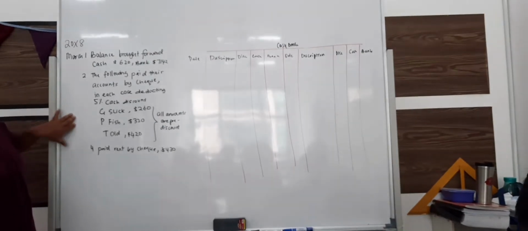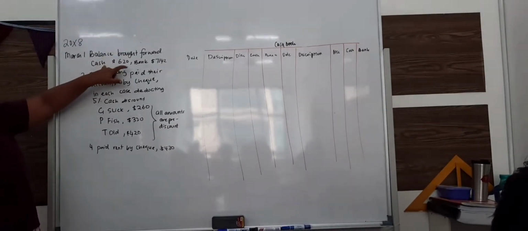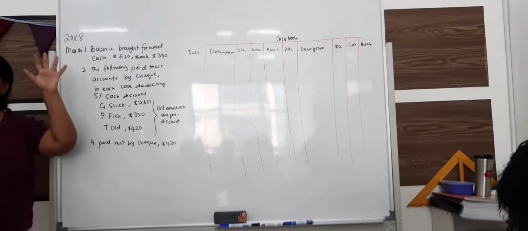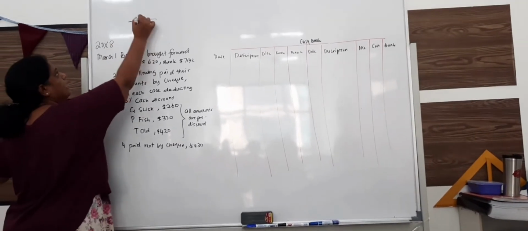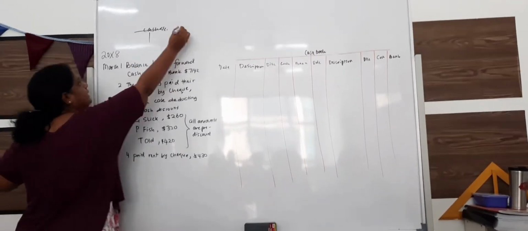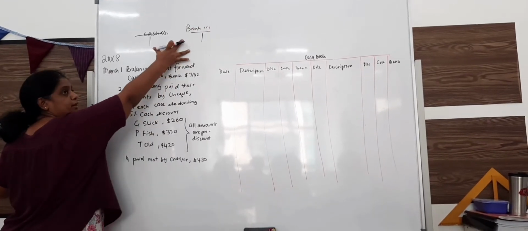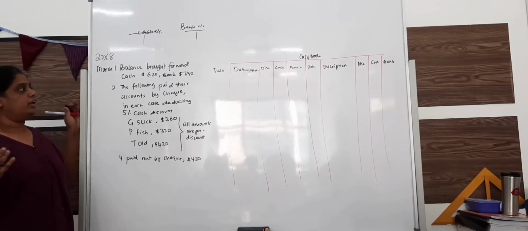In this example, what they tell us is on March 1st, balance brought forward, cash is this much and bank. So basically cash book is a combination of cash account and bank account. Last time how do we do it? We do cash account like this, and then we do bank account like this. So instead of having two different separate accounts, we're doing it into one account. That's the only difference.